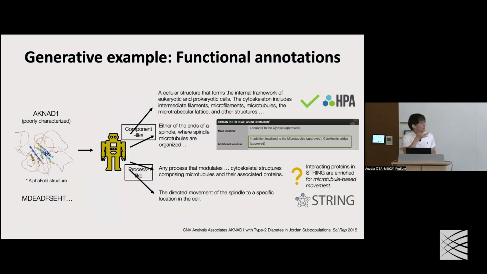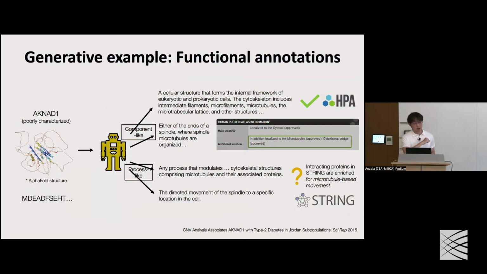And the signal we see in the generation of the model is actually quite remarkable, where when we condition the model to generate component-like, which stands for cellular localization, we see that the generation tests are largely reflecting microtubule-related terms, for example, cytoskeleton, and also spindles. And when we look at HPA, Human Protein Atlas, annotations of these proteins, which are not in our training data at all, we do find these two annotations of microtubules and also cytokinetic bridge for this protein.